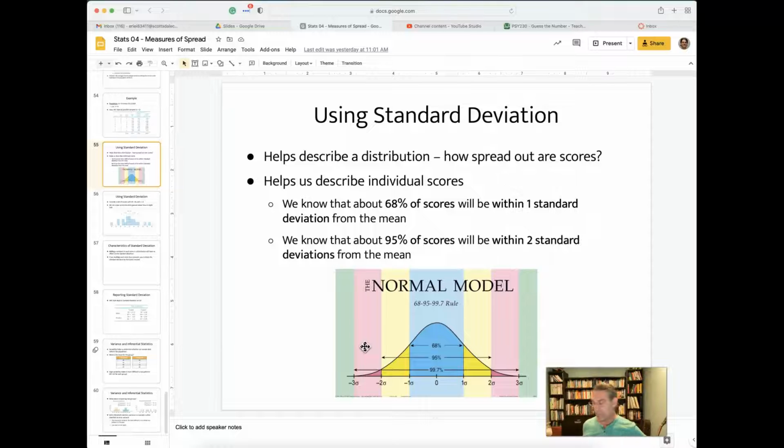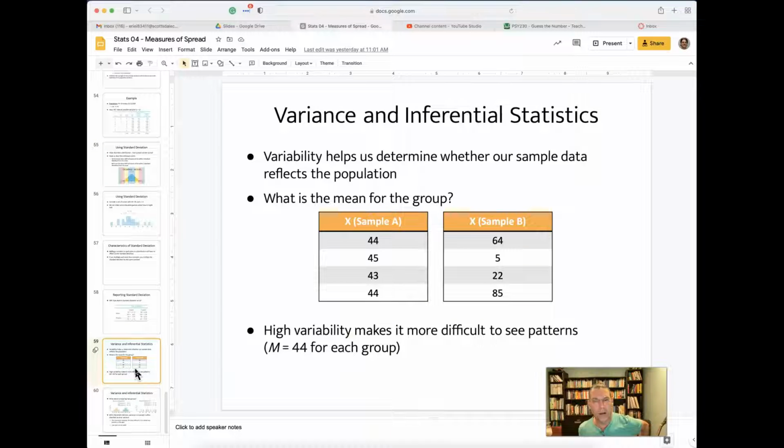And so that's just one thing that we can play around with. The other thing that they were talking about in the muddy point problem was the variance and how it applies to inferential statistics. Some of it comes down to that variability is going to help us understand how well a sample is reflective of the population that it came from.